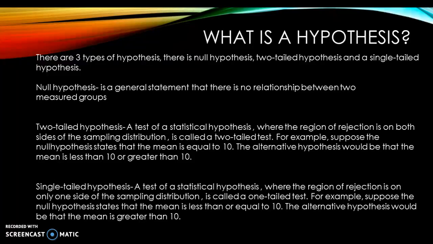For example, suppose the null hypothesis states that the mean is equal to 10. The alternative hypothesis would be that the mean is less than 10 or greater than 10.